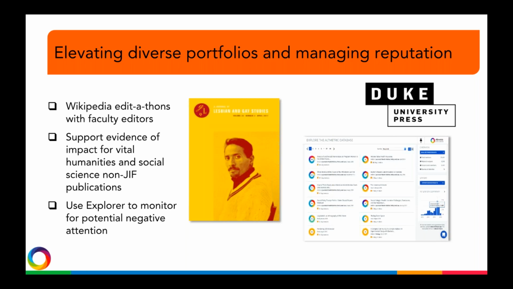And of course, there are publishers who are using the data to help elevate their portfolios and to conduct more effective reputation management. So that has involved things like, particularly for Duke University Press, running Wikipedia editathons with faculty editors, providing evidence of just even the value of their publications. So particularly relevant to the humanities and social sciences for the journals that don't have impact factors, like Sarah was mentioning, demonstrating that early impact or even that ongoing impact of a journal that doesn't necessarily feature in citation reports can be really powerful for attracting new readers, new subscribers, and new authors.